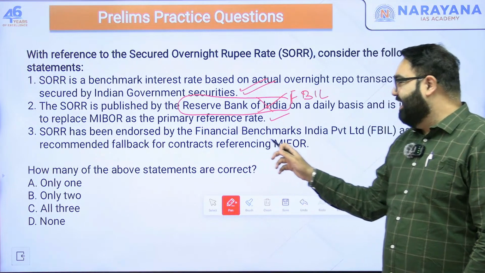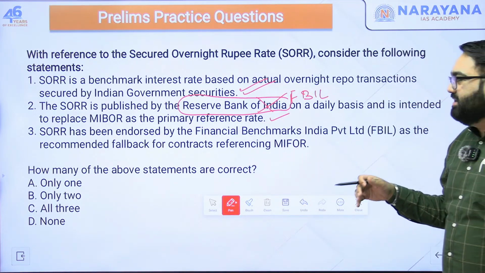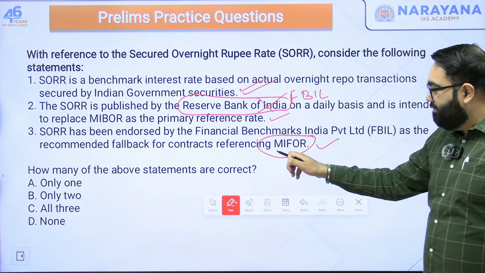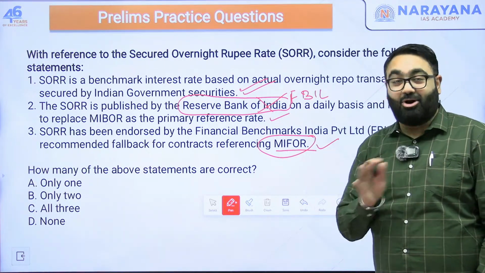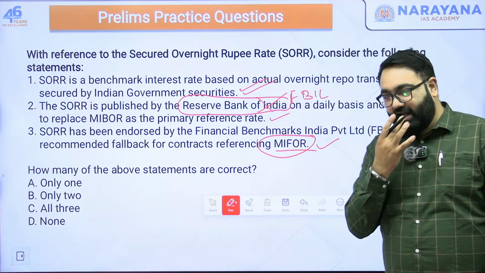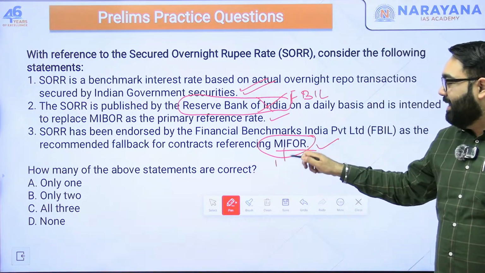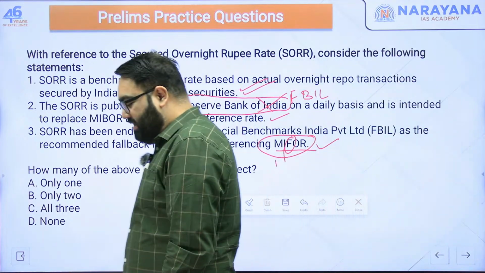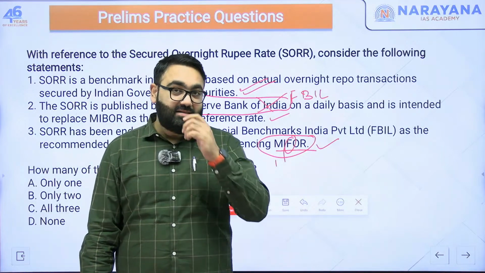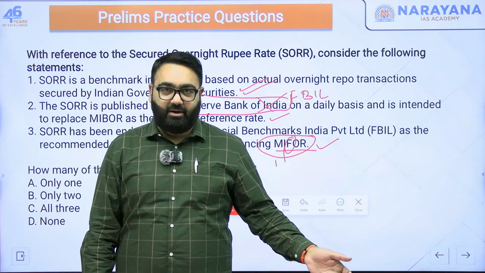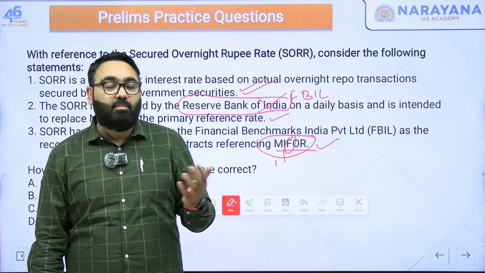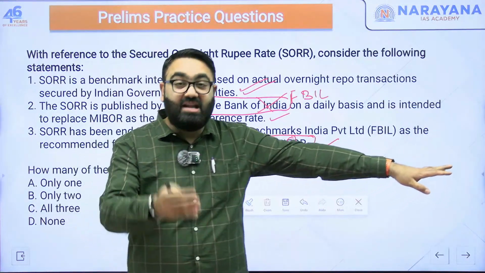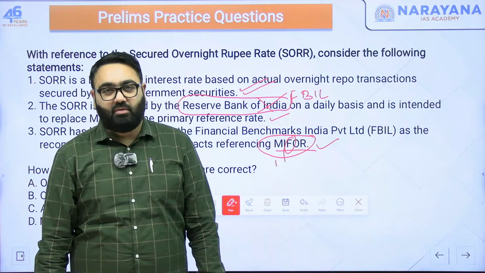SORR has been endorsed by FBIL as a recommended fallback for contracts referencing MIFOR. That is correct. Now, this is not a mistyping. MIFOR is correct. This is not MIBOR. There is one more thing related to it called MIFOR. That is Mumbai Interbank Forward Offered Rate. F is for forward. Now what exactly is this? Forward offered rate, the simple idea is when the banks make a contract that I will lend money from you or I will borrow money from you after some time, but let's decide the rate of interest right now. That is called MIFOR.